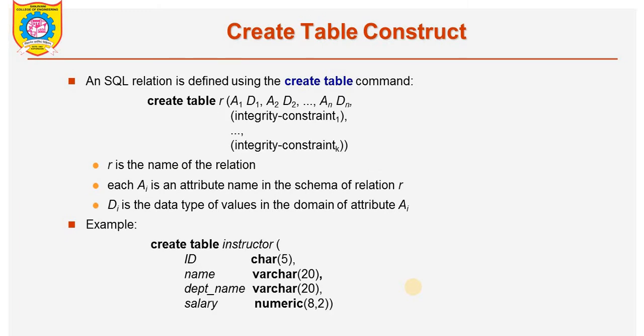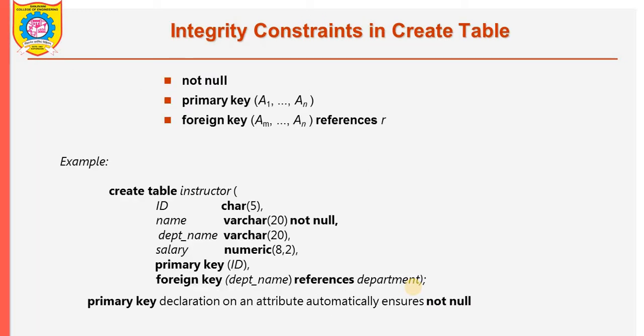In the create table command, r is a table. Integrity constraints are not null, primary key and foreign key. The instructor table is given here, in which name is a column name, instructor is a table, varchar is a data type, and not null is an integrity constraint. That means the value should be defined and should not be null. When we are inserting a record into the database, we must write the name.